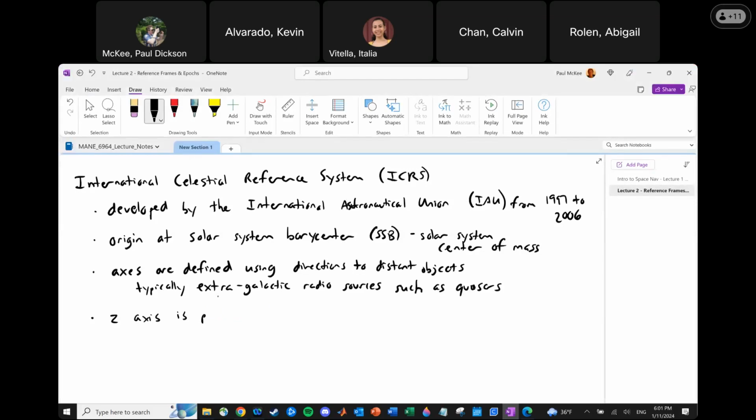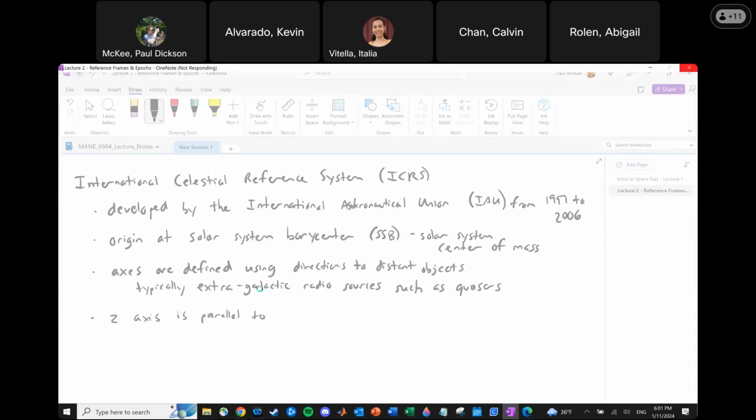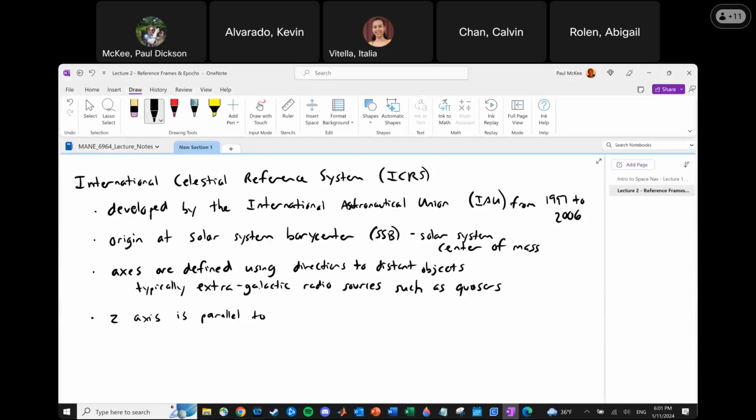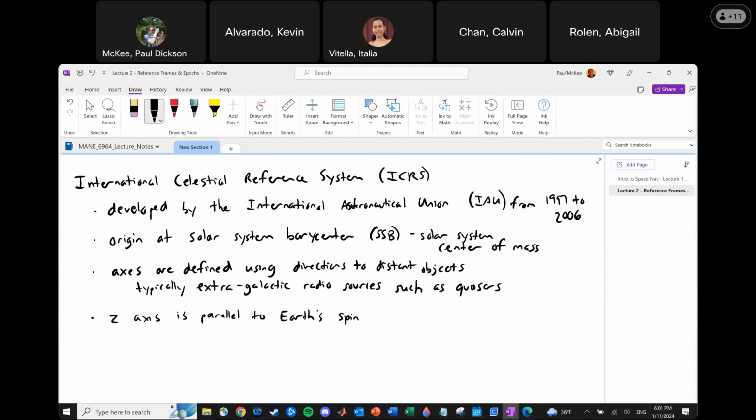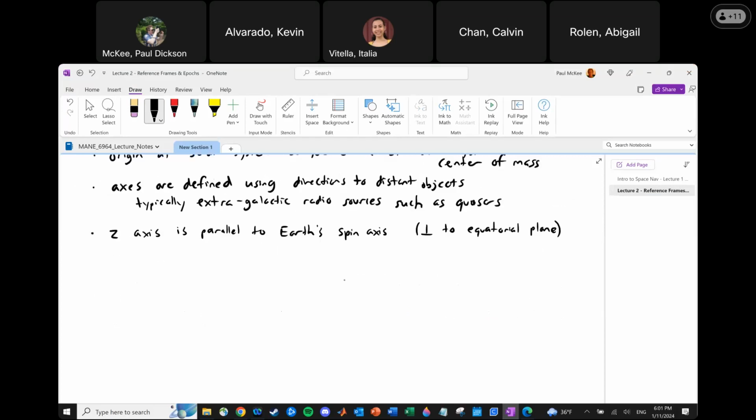The z-axis is parallel to Earth's spin axis. So that is basically perpendicular to the equatorial plane. So the z-axis is parallel to the Earth's spin axis. It's perpendicular to the equatorial plane.